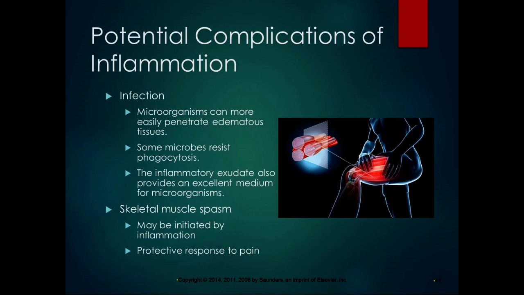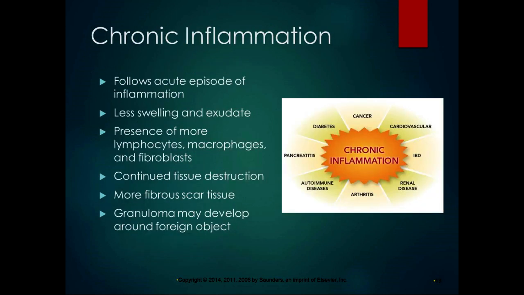Skeletal muscle spasm may be initiated by inflammation, and it's a protective response to pain. So when our body detects that we have pain in the area, our muscles might contract to protect that area from further damage. Sometimes it kind of shoots us in the foot by making our pain worse, but it's a protective response. Chronic inflammation often follows an acute episode of inflammation.